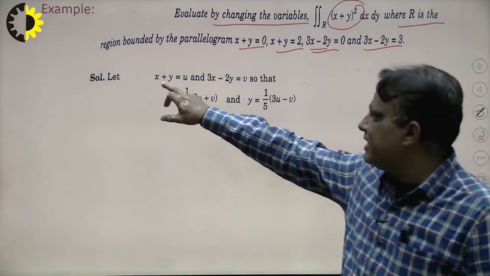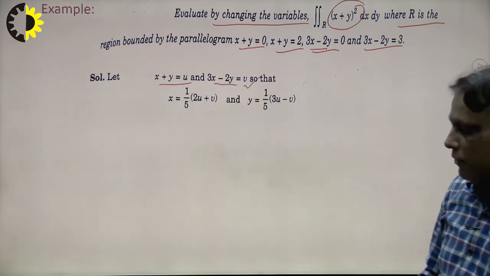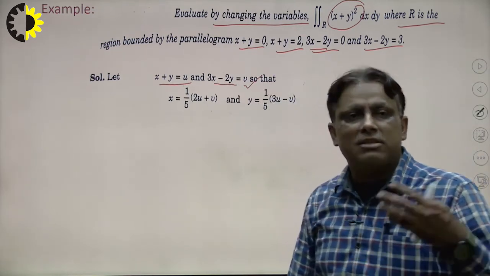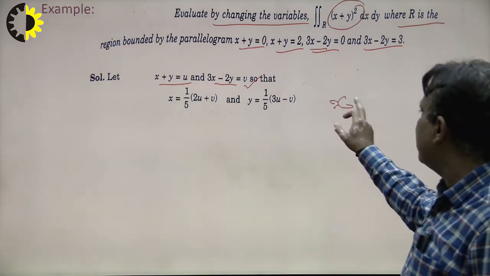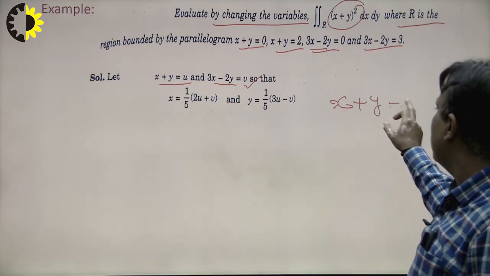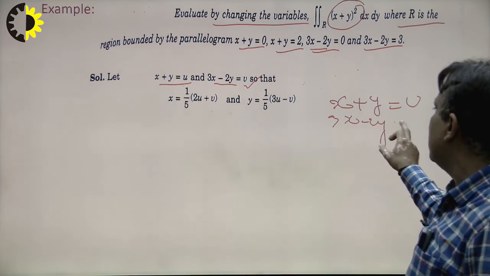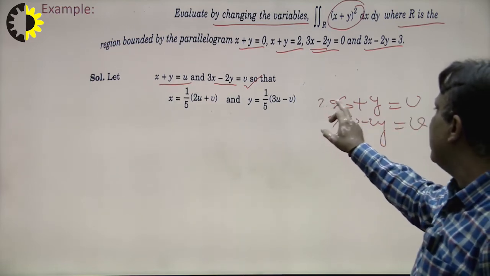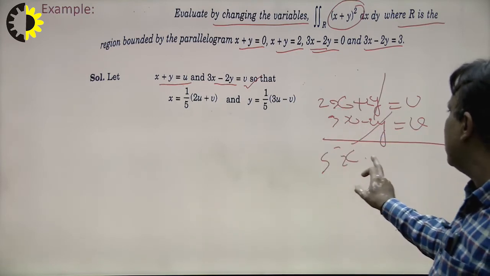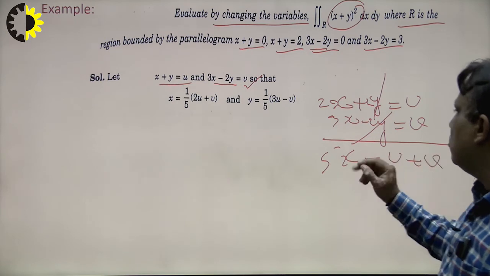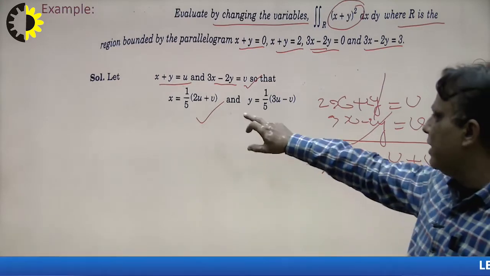First I write x plus y is equal to u, I let, and 3x minus 2y is equal to v. I want to evaluate the values of x and y in terms of u and v. So how to calculate? x plus y is equal to u, and 3x minus 2y is equal to v. Suppose we multiply by 2, so the y terms cancel and we get 5x, which will be equal to 2u plus v. So what will be the value of x here? x is 1 by 5 of (2u plus v). Similarly in this way we can find the value of y here.